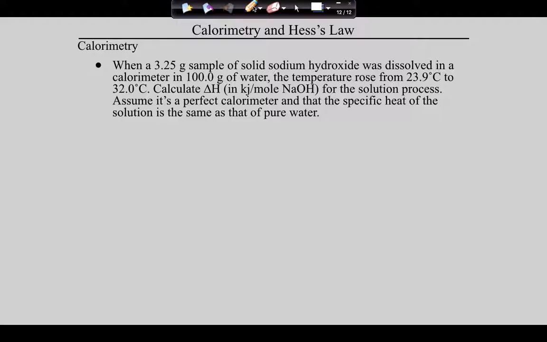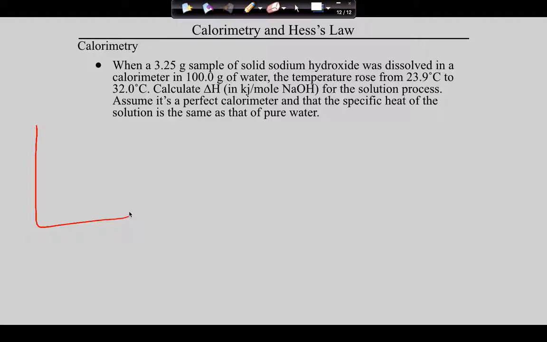It says when a 3.25 gram sample of sodium hydroxide was dissolved in a calorimeter in 100 grams of water, the temperature went from bing to boom. Calculate delta H for the solution process, and then notice what it says: assume it's a perfect calorimeter and that the specific heat of the solution is the same as the specific heat of water.